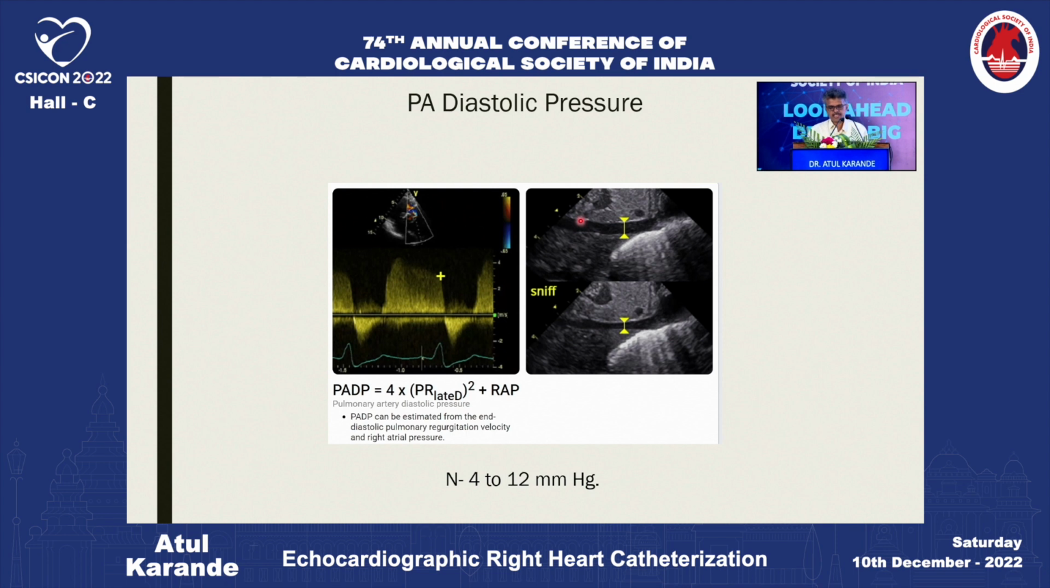PA diastolic pressure can be estimated from the gradient of the end-diastolic pulmonary regurgitation jet and adding RA pressure to it. The normal values are 4 to 12 millimeters of mercury.